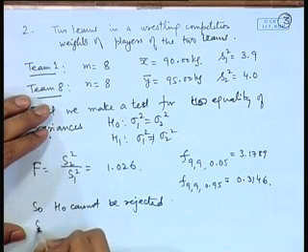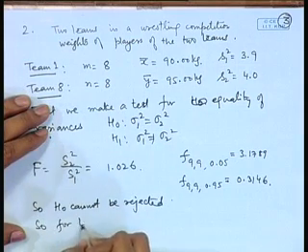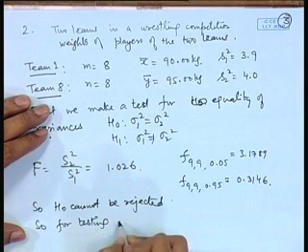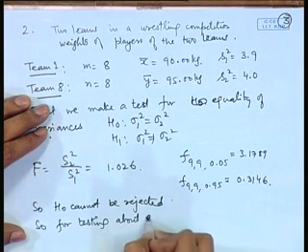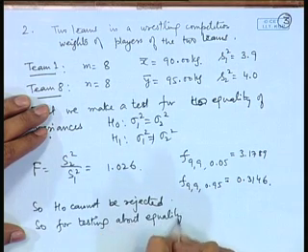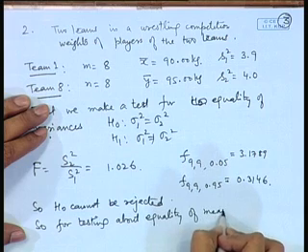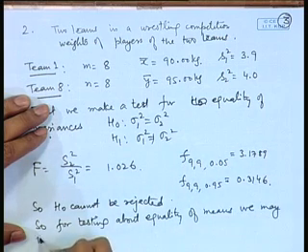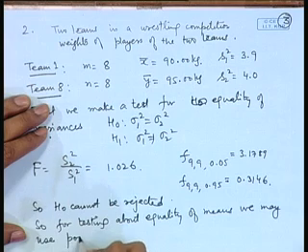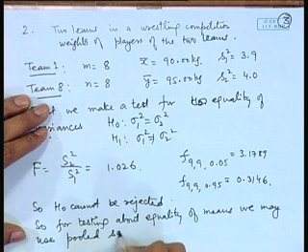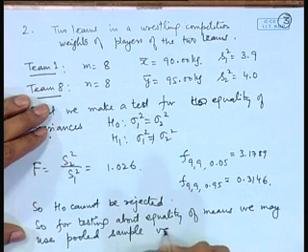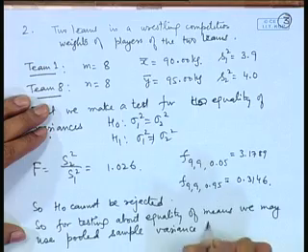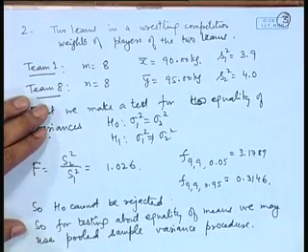So, for testing about equality of means, we may use the pooled sample variance procedure, that is the SP square formula.